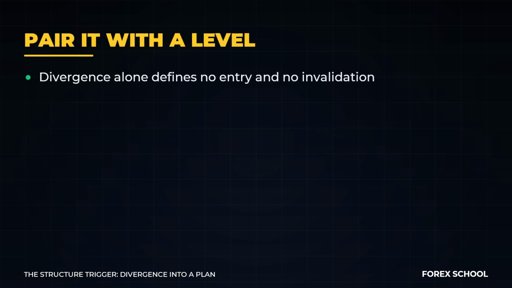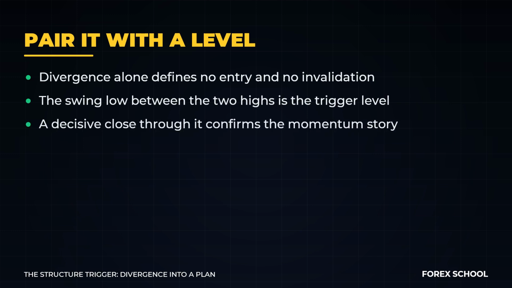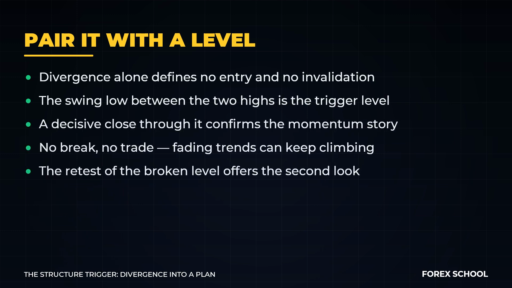Here is the problem with trading divergence naked: it has nothing of its own to lean on. It defines no entry, no invalidation, and, as the honest chapter will show, it can persist against a trend for a very long time. The fix is to pair it with structure.